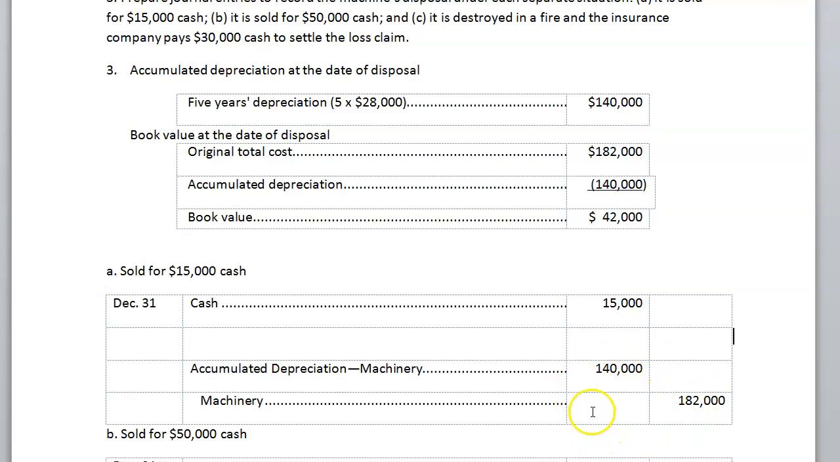So we're going to be making this part of the journal entry on every scenario, writing off the asset and accumulated depreciation. Then we're going to compare the book value, $42,000, which is the difference here, to the cash that we are receiving. In this example, we are receiving less cash than the book value. So we are going to incur a loss equal to the difference. So we're going to debit loss on sale of machinery for $27,000.